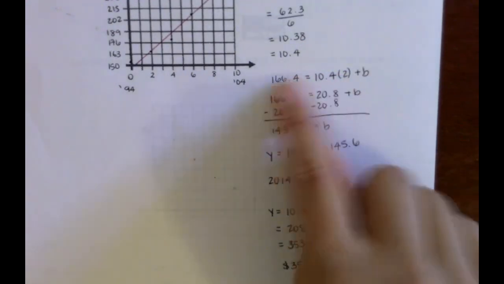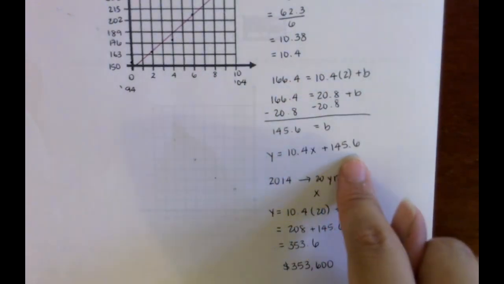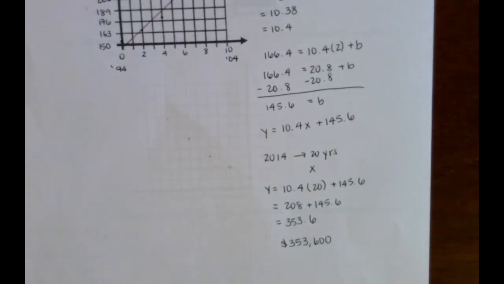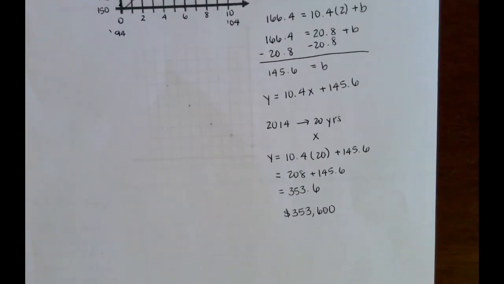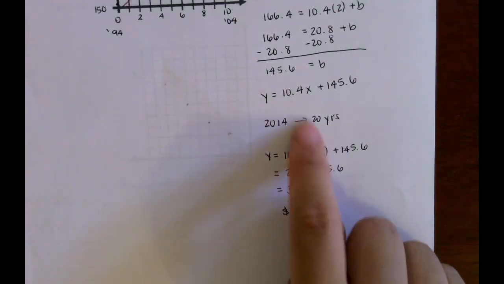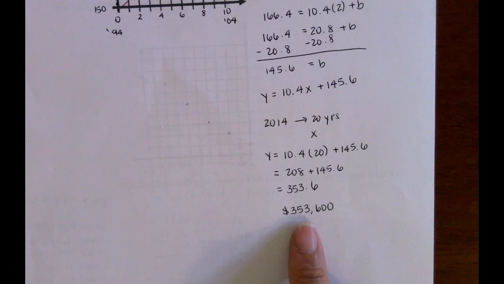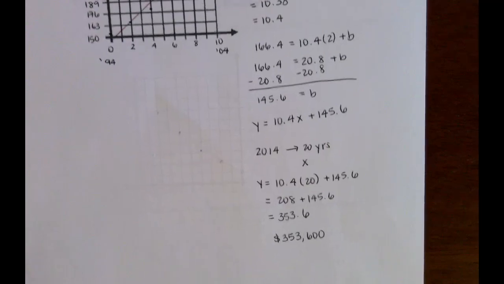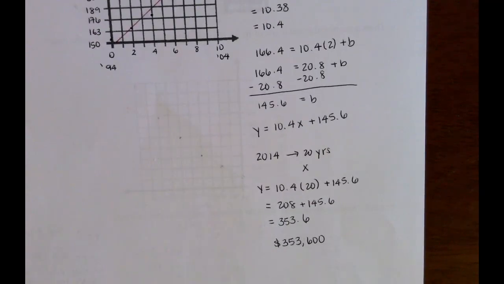Then I chose to use the slope-intercept form way to get my y-intercept, which is approximately 145.6. Again, your number could be a little bit off, okay? And then after that, I used it to predict what would happen in 20 years or in 2014. Okay, and that gave me 353,600. Okay, so again, take these answers with a grain of salt. It's all about the process of it. Because again, if you chose different points, your answer will be slightly off. It doesn't mean you're wrong though.